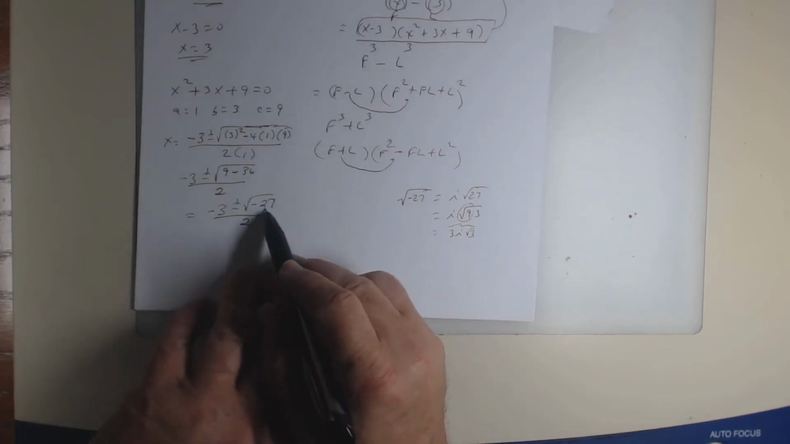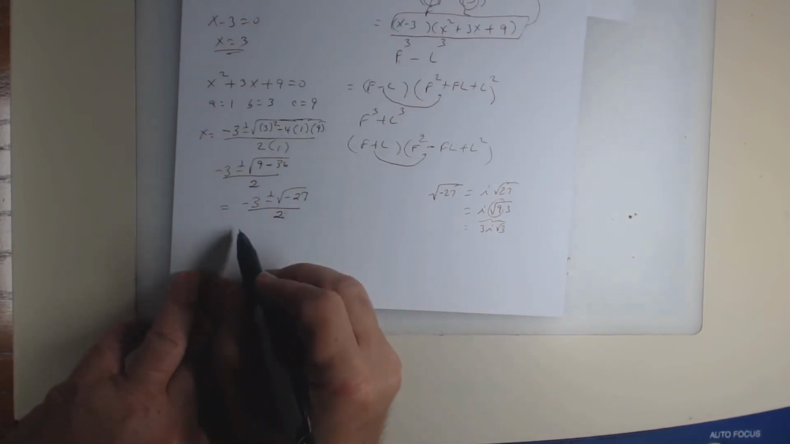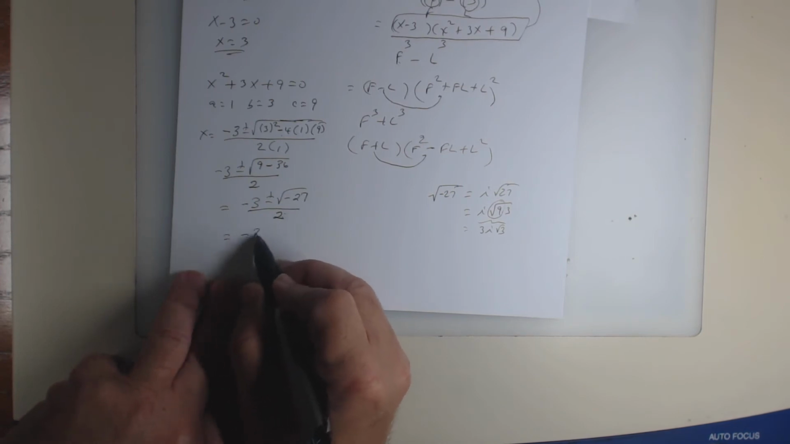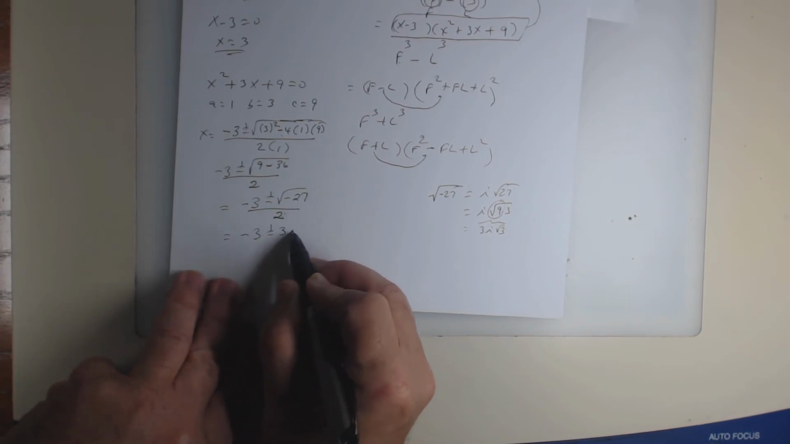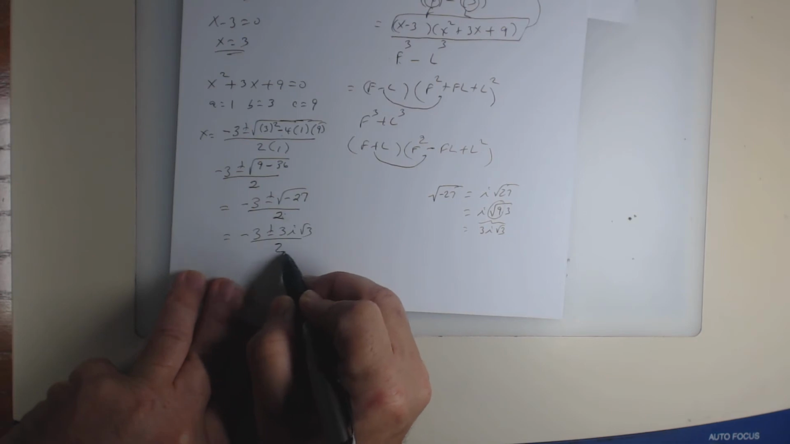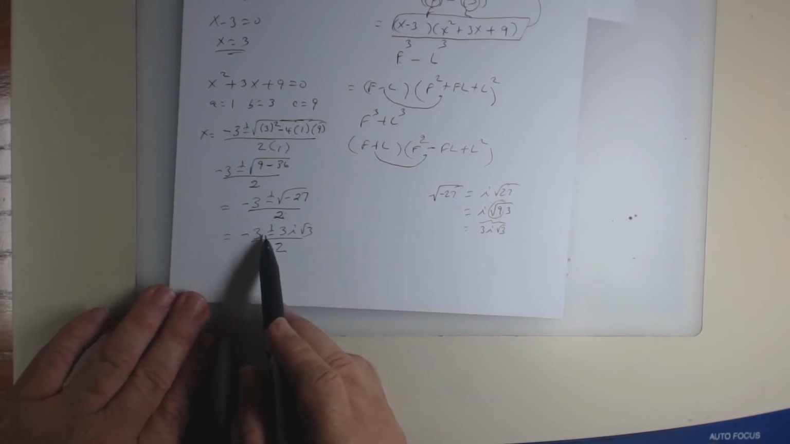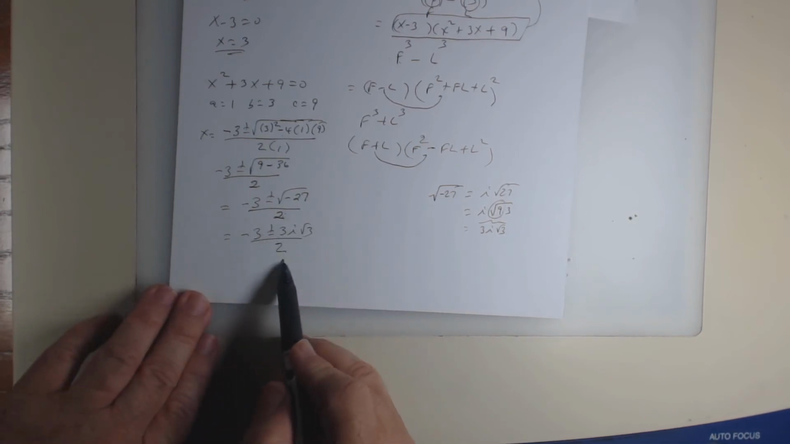And so that goes here. So your answer is this. Negative 3 plus or minus 3i square root of 3 all over what? 2. And I can't simplify this because 3, 3, and 2 have what in common? No, don't say nothing. 1.